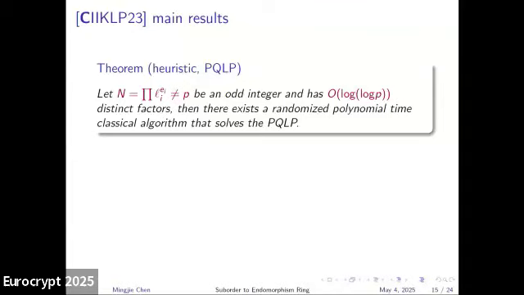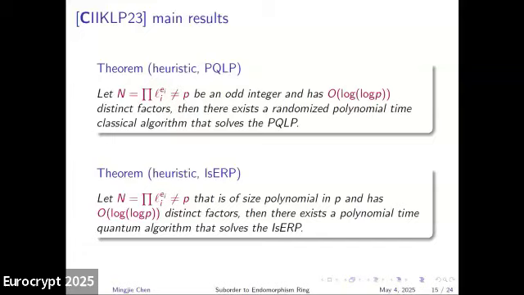Basically, I want to point out the partial resolution that they did. The main restriction is that the degree n is an odd integer, but does not have too many prime factors, so O(log p) distinct prime factors. Under this condition, they have a classical polynomial time algorithm that solves PQLP. That also led to an algorithm that solves easy ERP in polynomial time under the same condition. But now this algorithm is quantum because the reduction I was showing you earlier had some quantum reduction there.